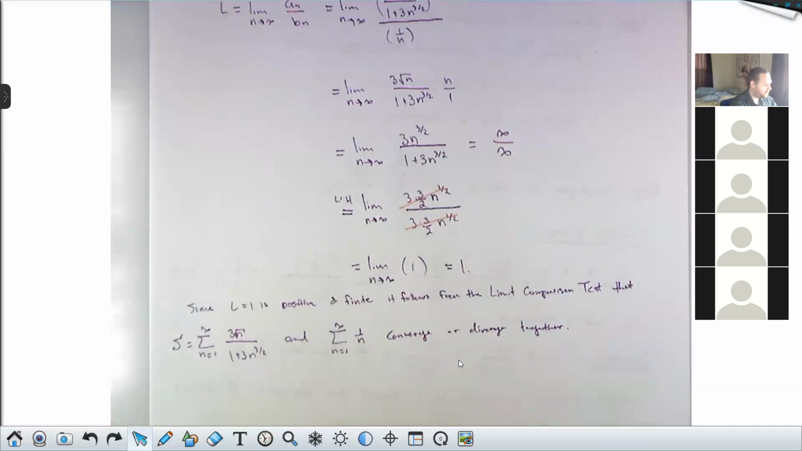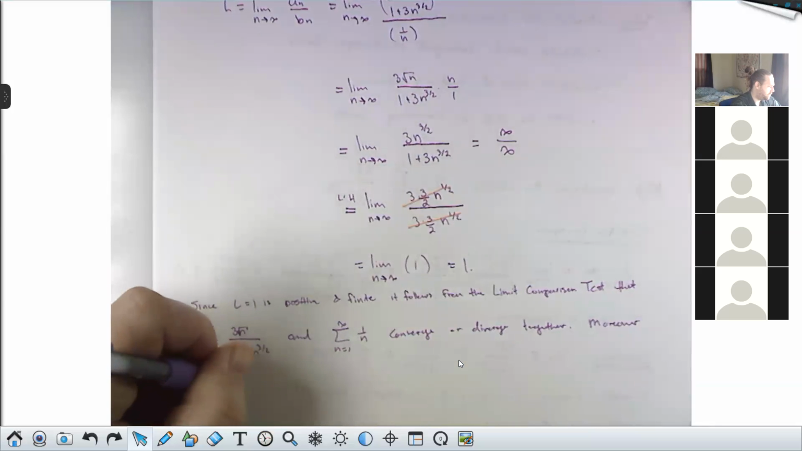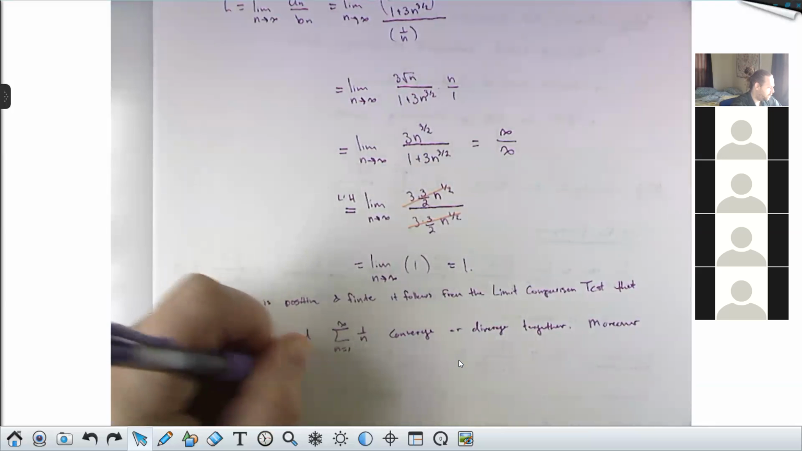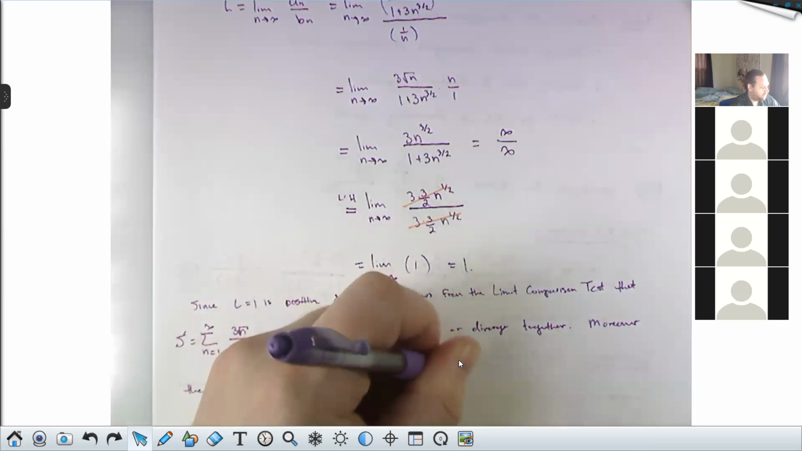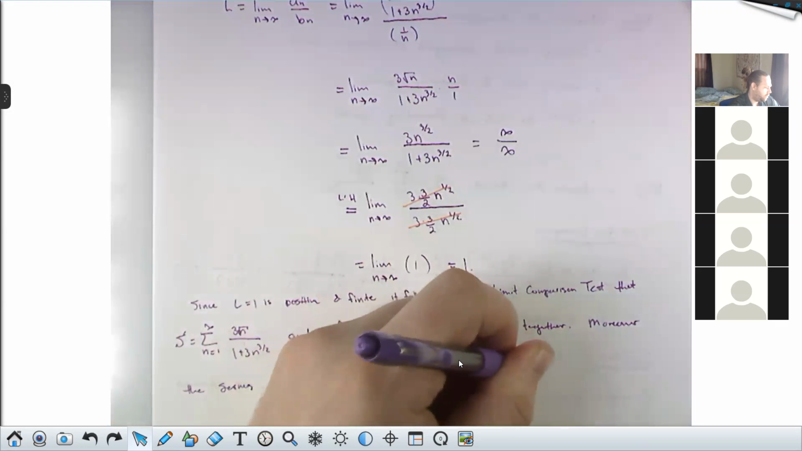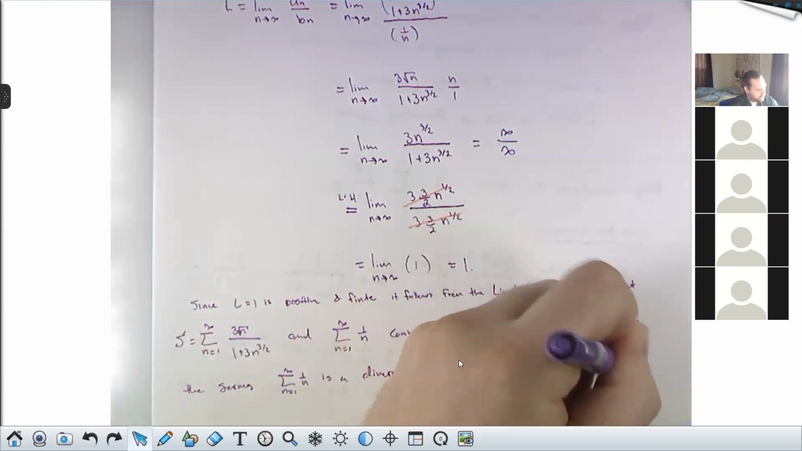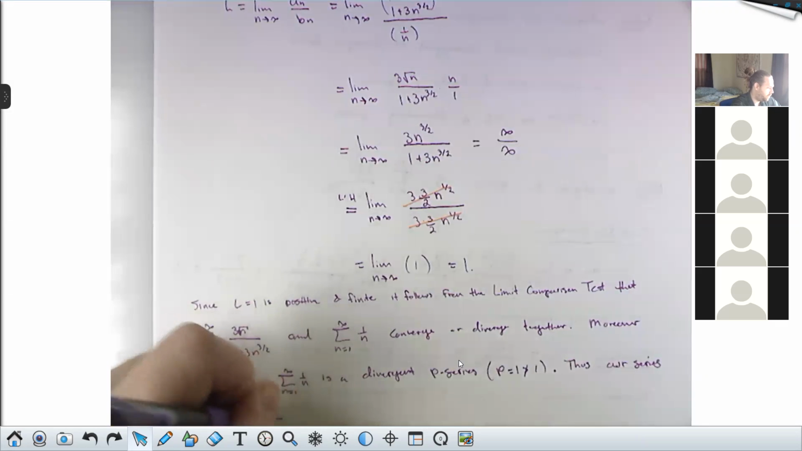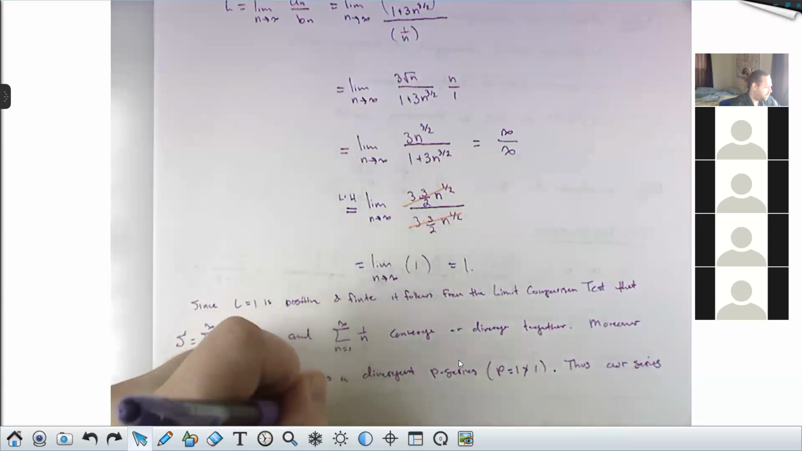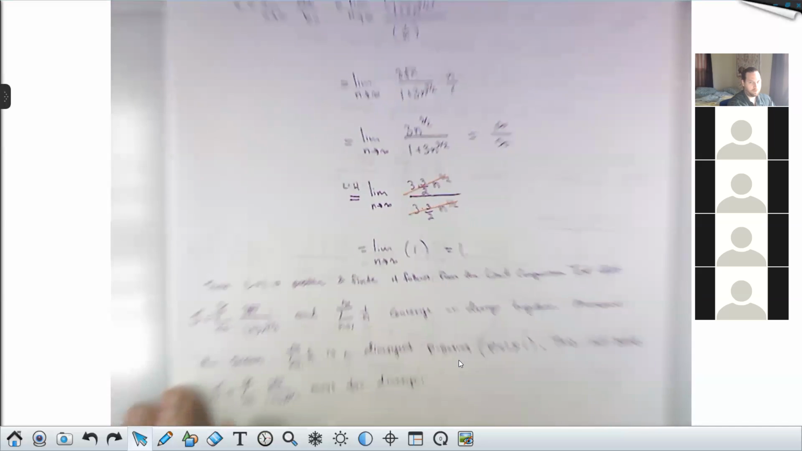We need to wrap things up finally by saying, moreover, the series sigma n from 1 to infinity, 1 over n, is a divergent P series, because P is equal to 1, which is not bigger than 1. Thus, our series, S equals sigma n from 1 to infinity, 3 square roots of n over 1 plus 3 n to the 3 halves, must also diverge. All right, so there's the full solution.